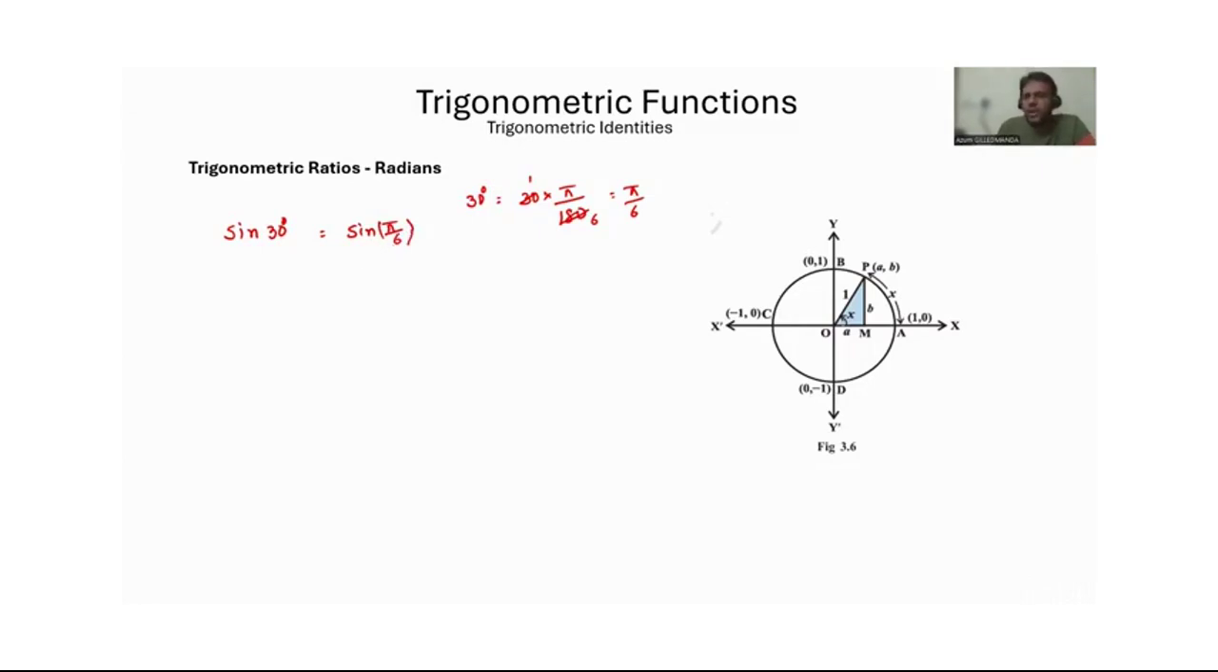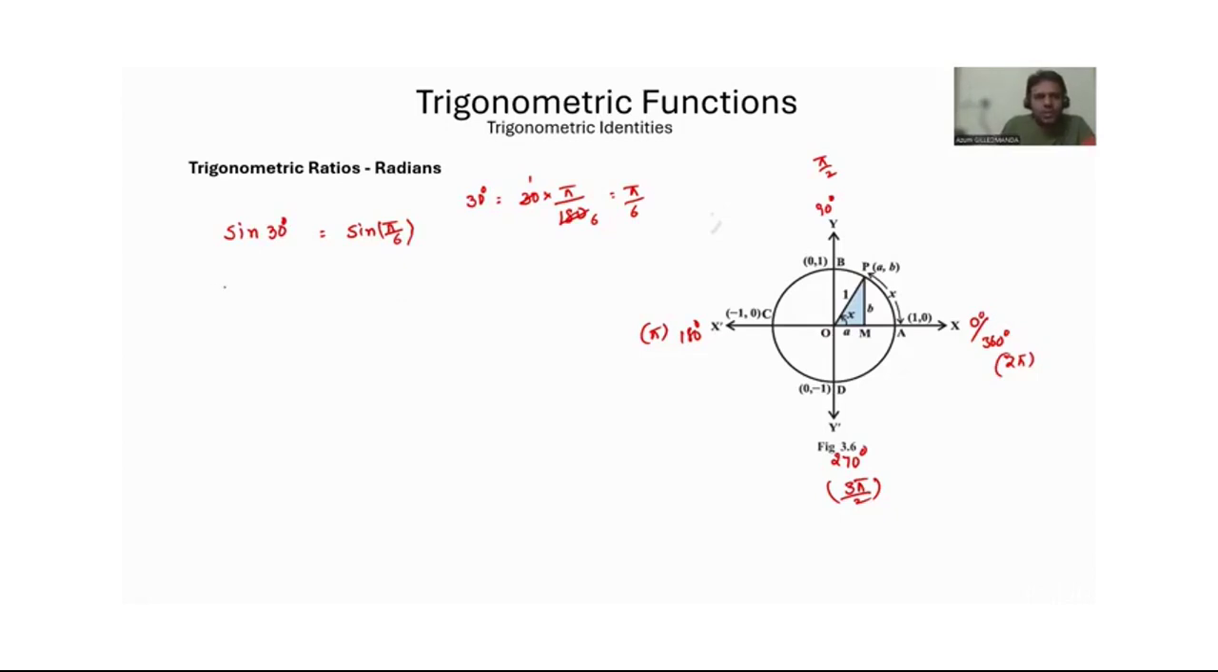Now let's look at sine values and cos values for various angles. As I said before, this is 0, 90, 180, this is 270 and this is 0 or 360. If I write this in radians, then this is pi by 2, this is pi, and this is 3 pi by 2.